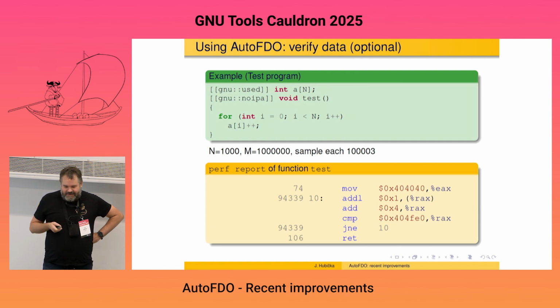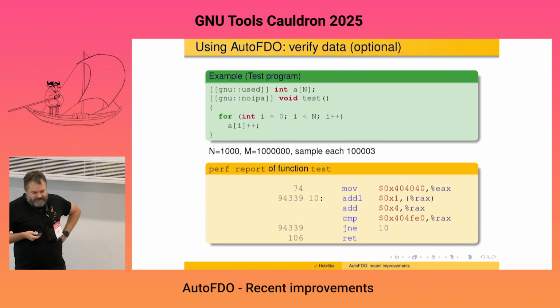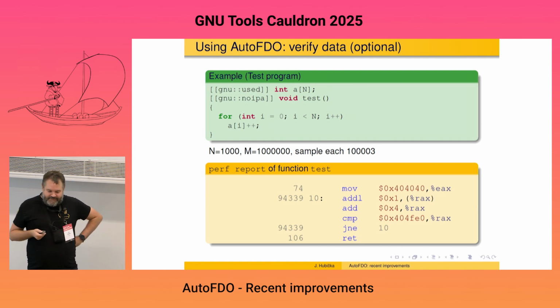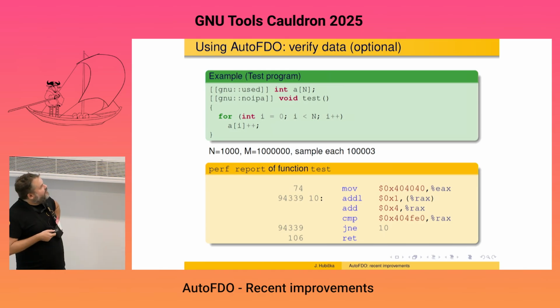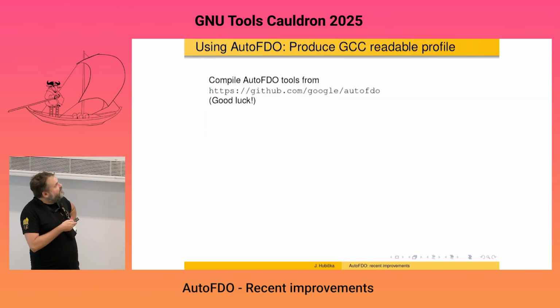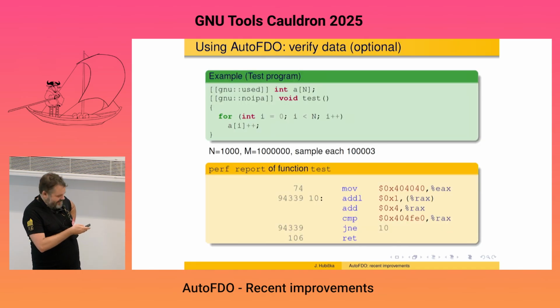So what happens is that if you run it, you can read the profile into perf, and you can see what happens. And this is what you get. You get 74 samples for this initial move, which is loading the address of the array.